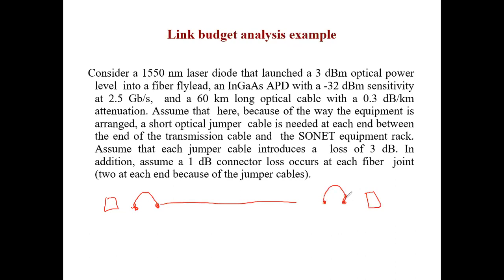So ये jumper cable यहाँ पे connected है. Each jumper cable is introducing a loss of 3 dB. मतलब ये भी loss of -3 I am writing. dB you please write at your end. This jumper cable is also giving a loss of 3 dB. In addition, और क्या दिया हुआ है? Jumper cable introduces a loss of 3 dB. In addition, assume a 1 dB connector loss at each fiber end. Okay, 2 at each end because of the jumper cable.